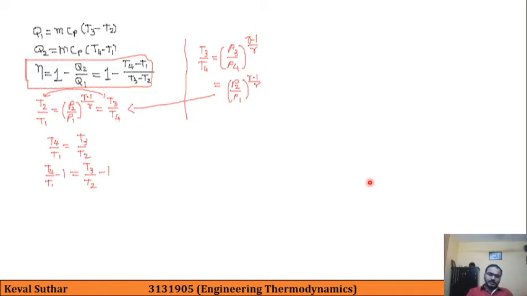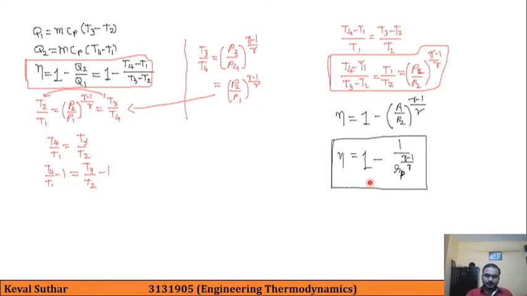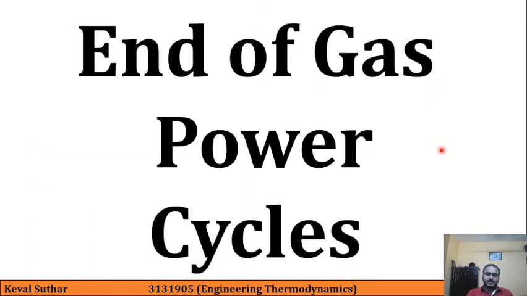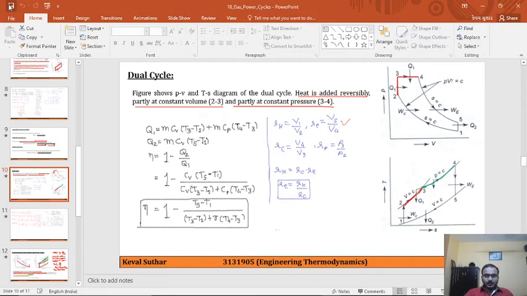And here this is the derivation for the efficiency of the Brayton cycle, and this is the way we obtain efficiency, which is a function of pressure ratio only, that is eta equals 1 minus 1 upon Rp raised to gamma minus 1 upon gamma. So that was the end of gas power cycles. Now we are going to begin our new chapter.